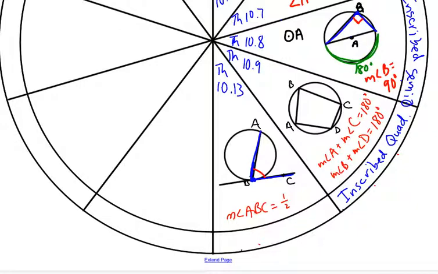Just be careful here. The arc is not AC. The arc is actually AB. It goes all the way to the vertex of the angle when you're looking inside that angle. Okay, again, think the part of the circle that the angle is cutting off.